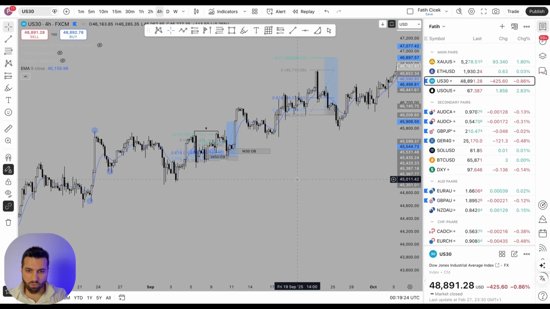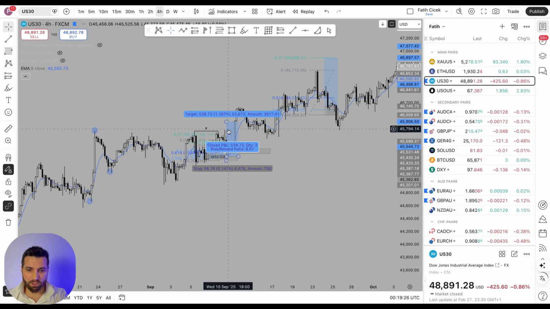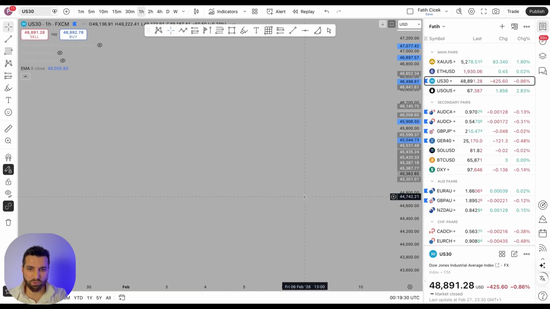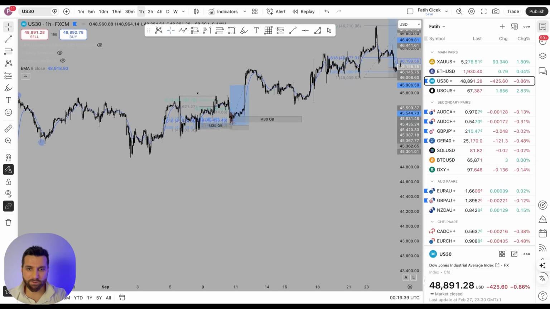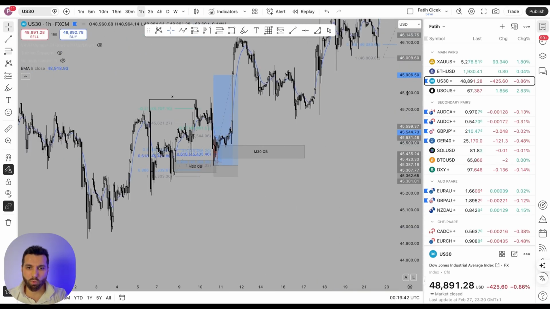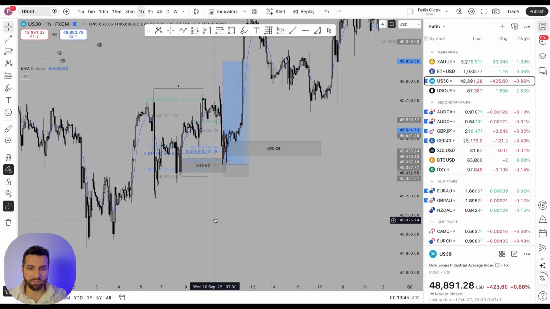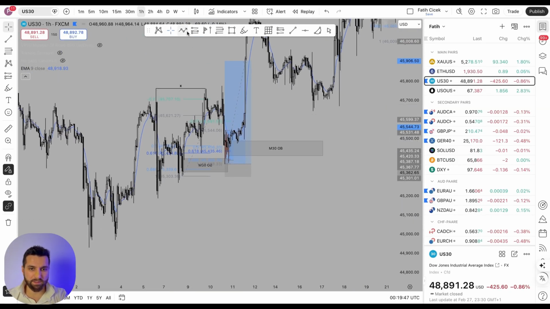Okay, so this was one trade that we took last year. Let me just jump to the 1-hour time frame. So what we saw here was basically very simple. This is the 1-hour time frame. As you guys can see, we had higher highs and higher lows, right? Higher highs, higher lows. And then we created this beautiful order block over here.